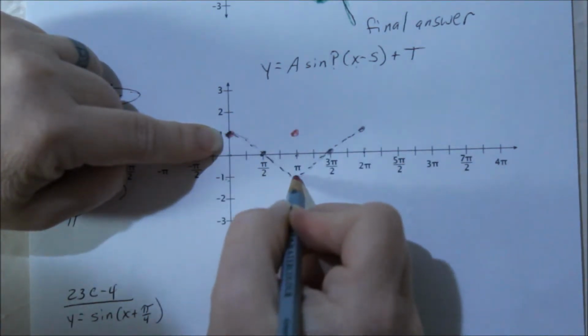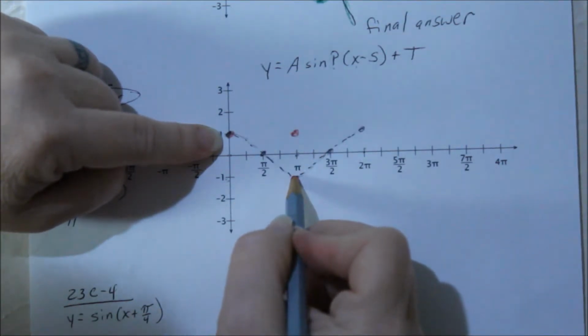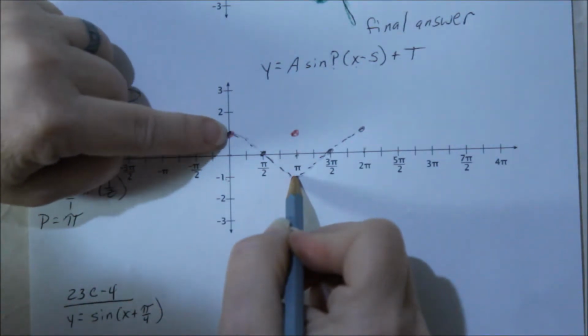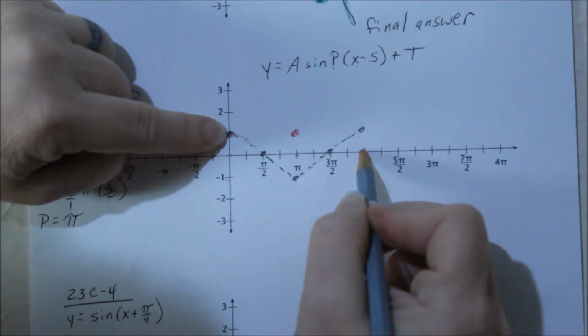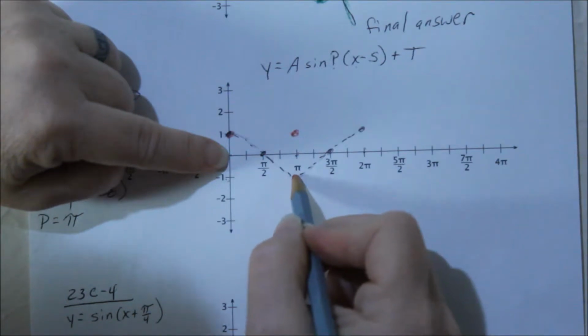Well, now we've got to figure out where our low point is. Well, basic cosine, your low point will be halfway. Here your basic cosine starts at 0 and goes to 2 pi. Your low point will be halfway in between. Well, what's halfway in between 0 and 2 pi? Pi. So that's my low point.